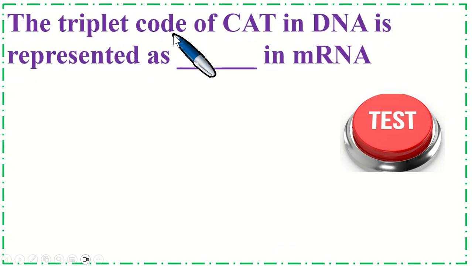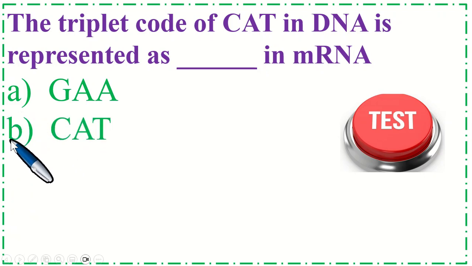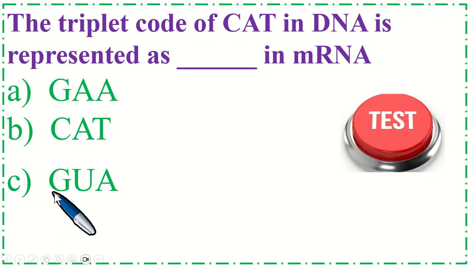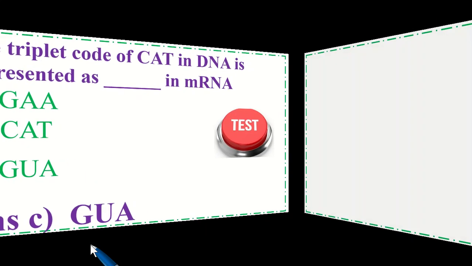The triplet code of CAT in DNA is represented as dash in mRNA. Option A, GAA. B, CAT. C, GUA. Correct option is C, GUA.